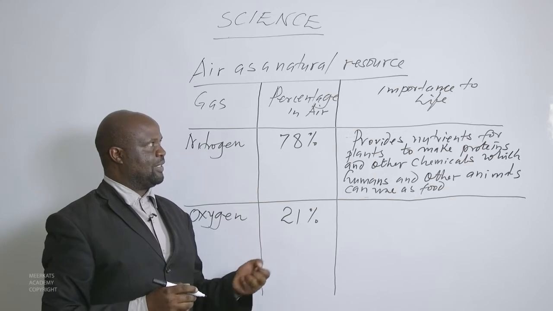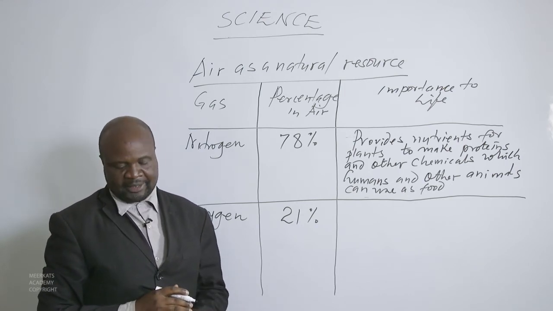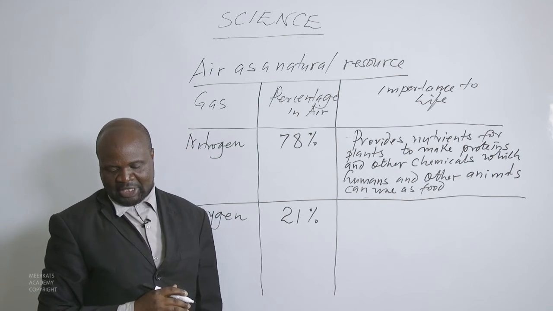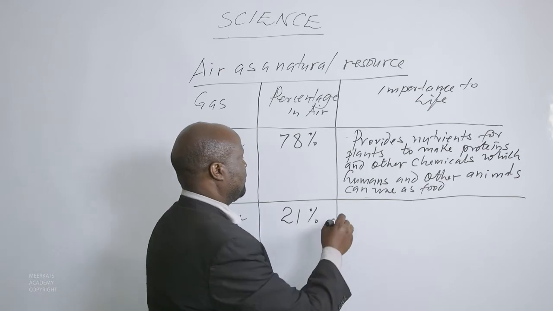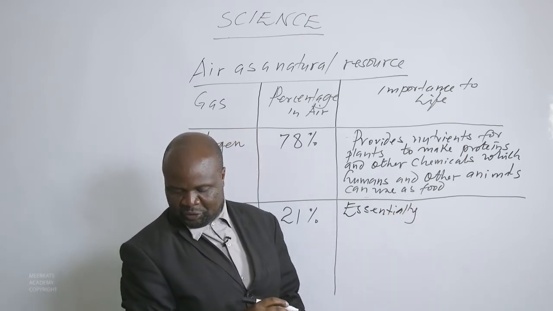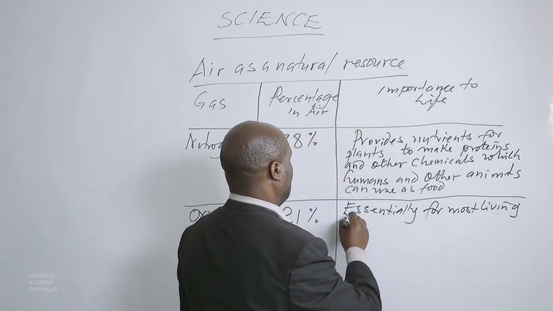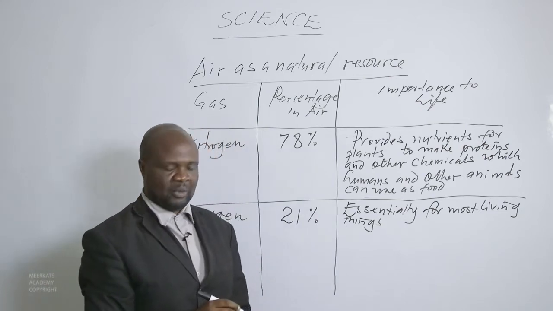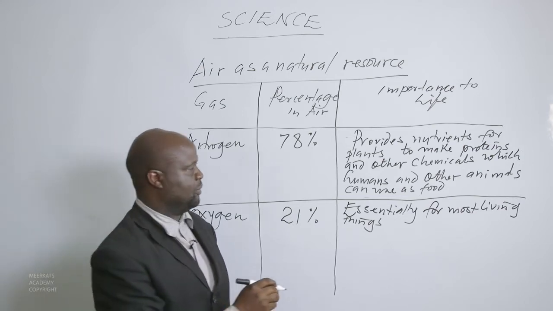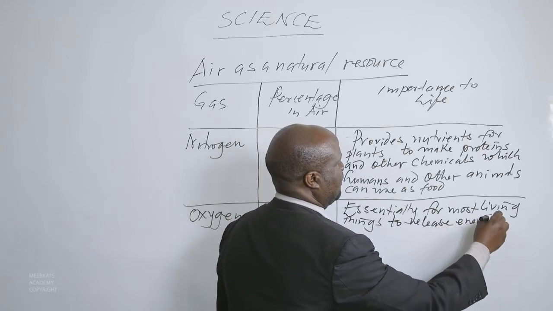And what is the importance of this oxygen as far as life is supported? Is it important to life? Yes. This is what we are told about oxygen. Oxygen is used essentially by most living things. Most organisms use oxygen to release energy from food.